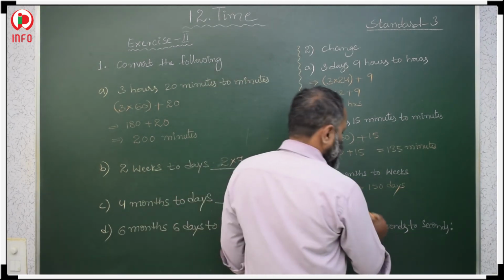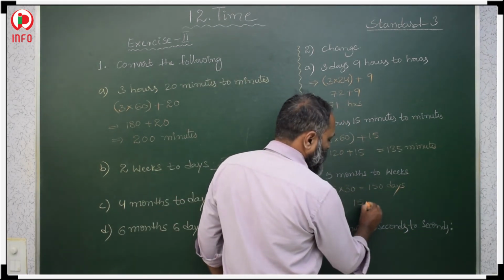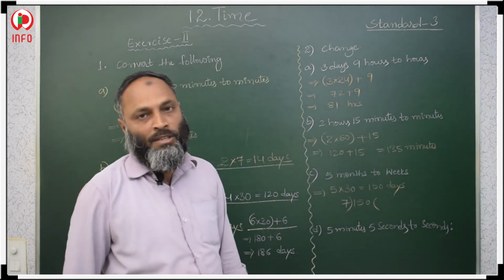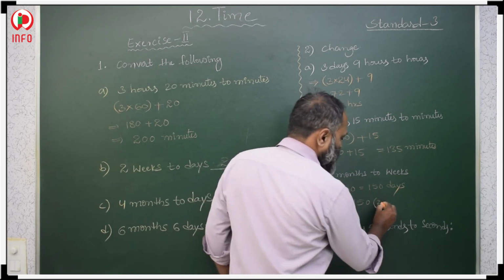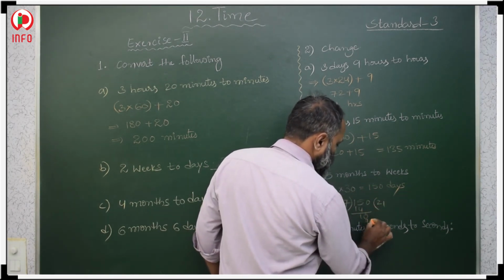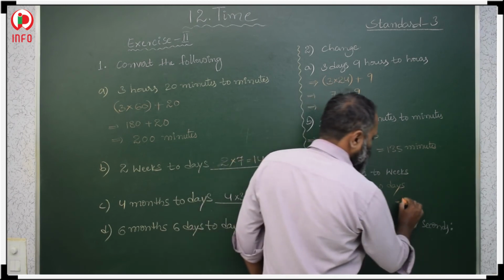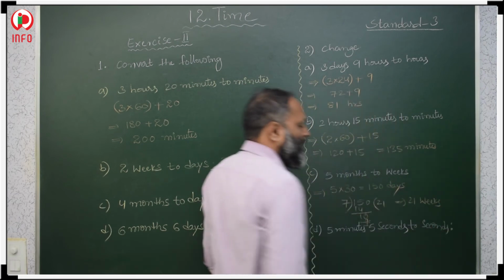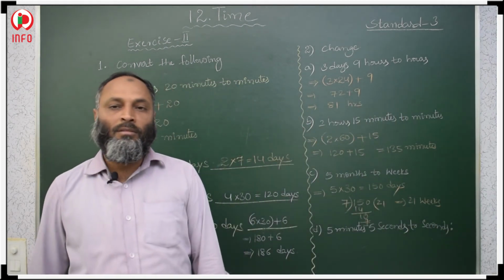How to convert this 150? So we have to divide with 7. Why? Because in a week we have 7 days. 7 twos are 14 and 1 is left, 0. 7 ones are 7 and 3 left. That means 21 weeks. Approximately we have 21 weeks and 3 days left.